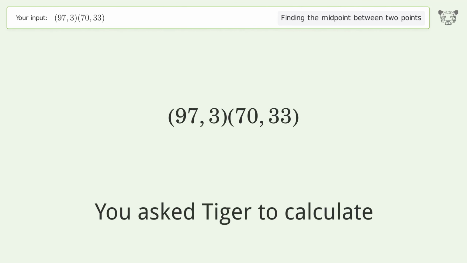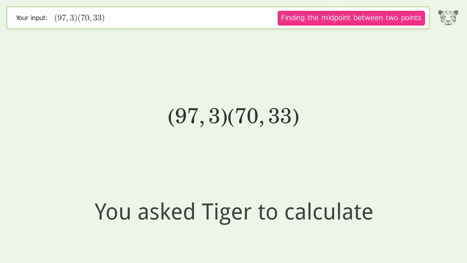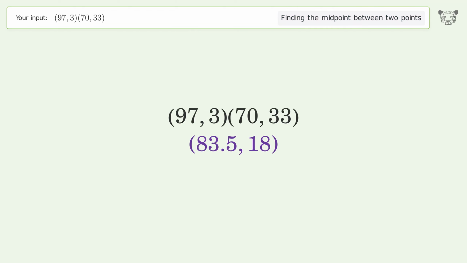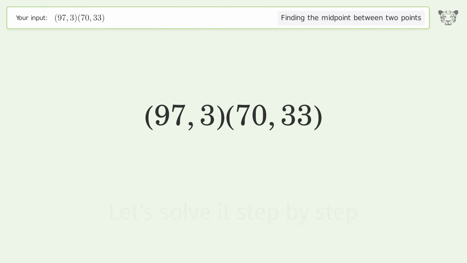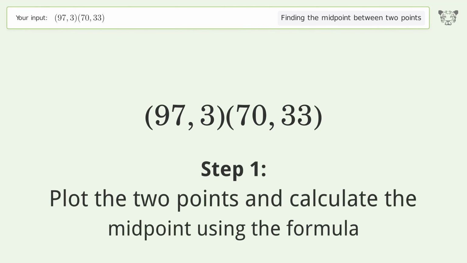You ask Tiger to calculate. This deals with finding the midpoint between 2 points. The midpoint between the 2 points is 83.518. Let's solve it step by step. Plot the 2 points and calculate the midpoint using the formula.